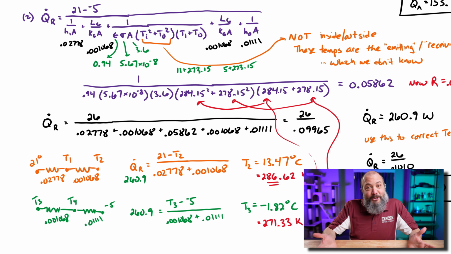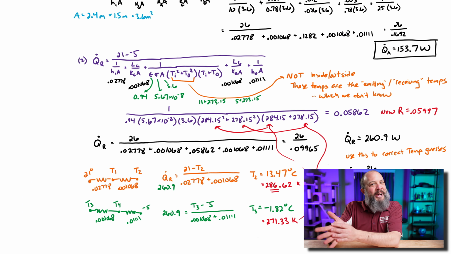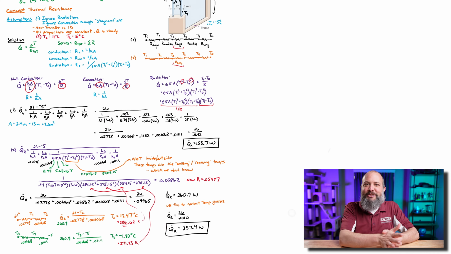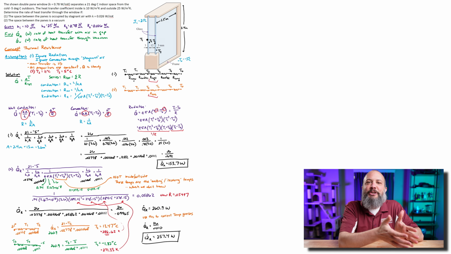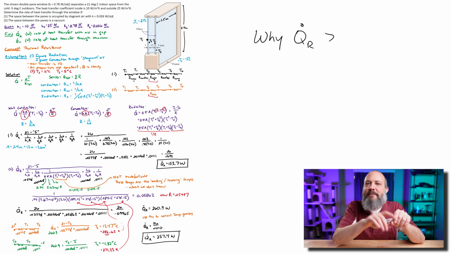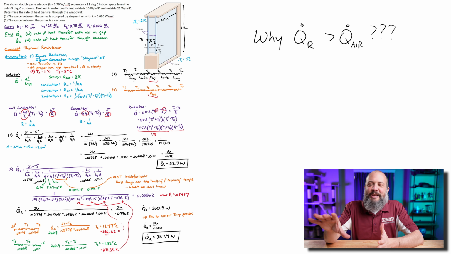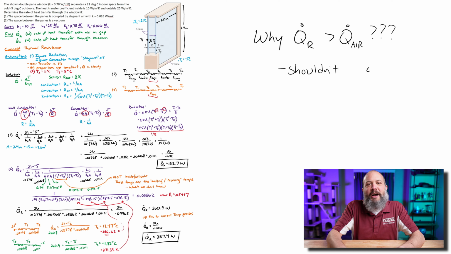And if I really wanted to, I could use this new value for Q and use that to solve for another new value for each of the temperatures and keep iterating. But since this update only resulted in a 1% change in Q, I think we're basically good enough. This is close enough to the final answer that we can stop here.